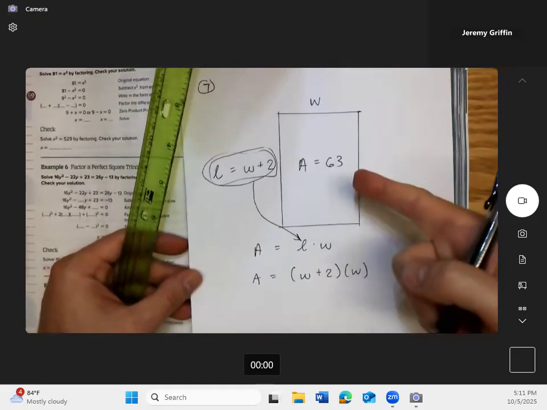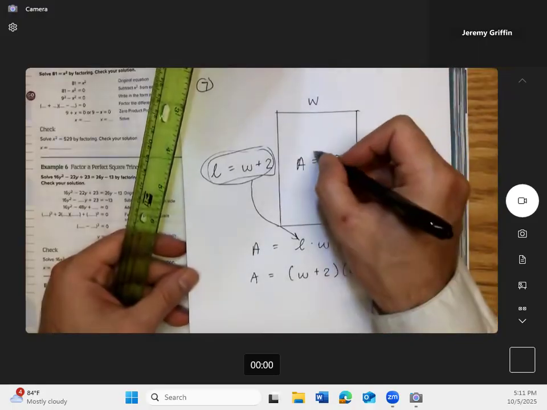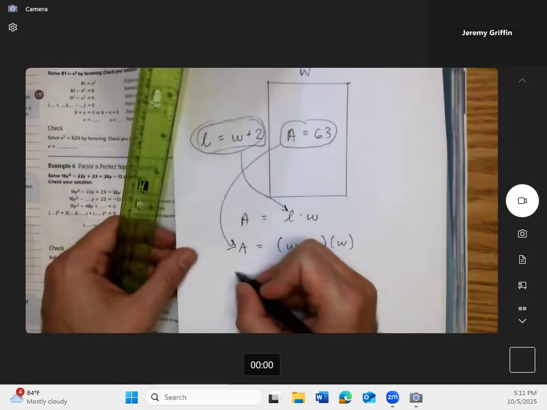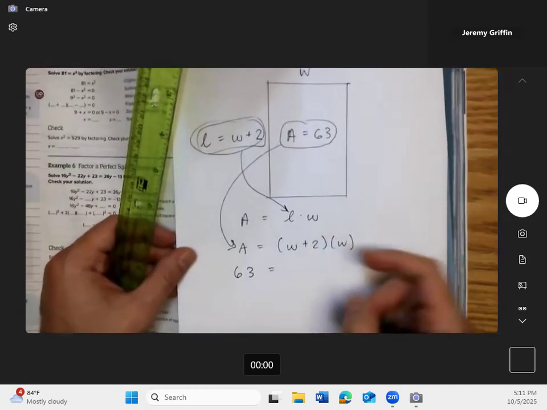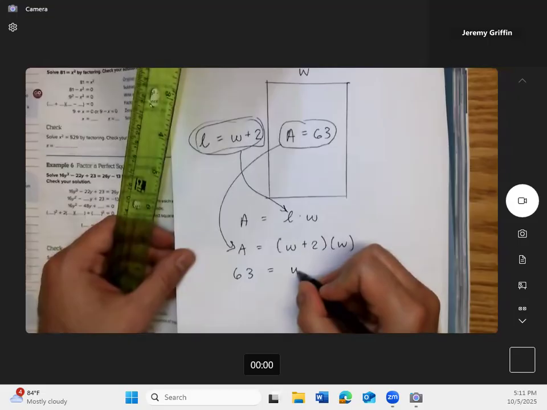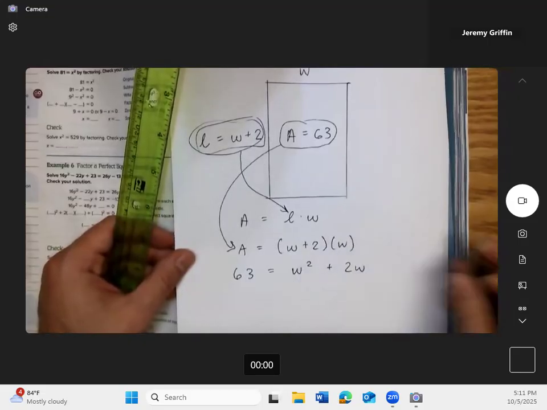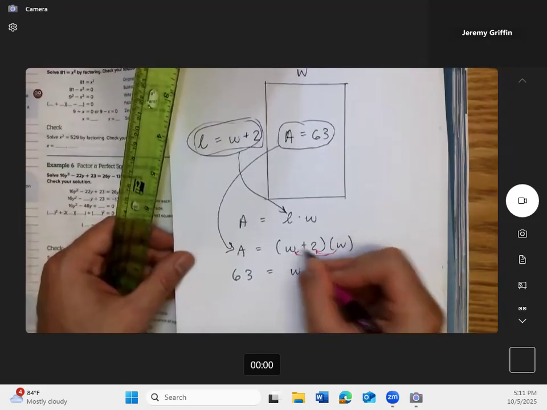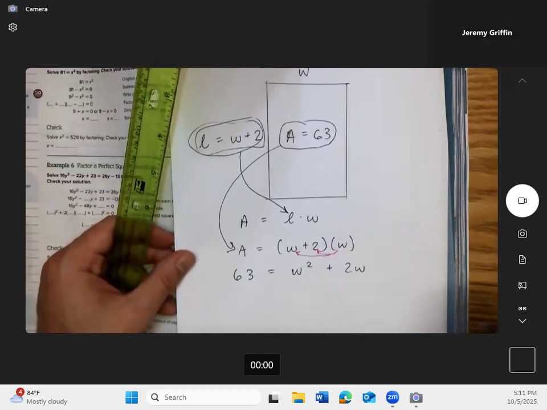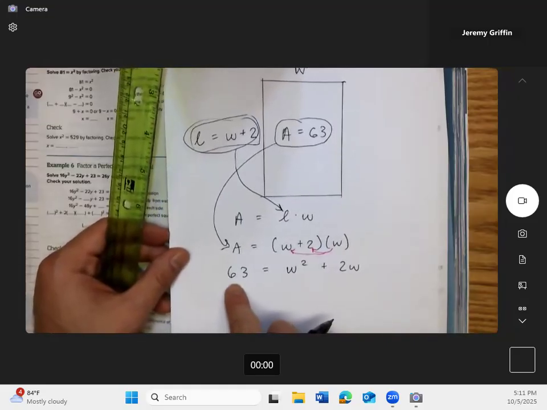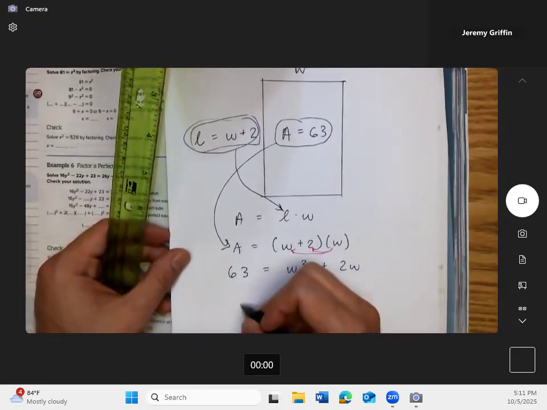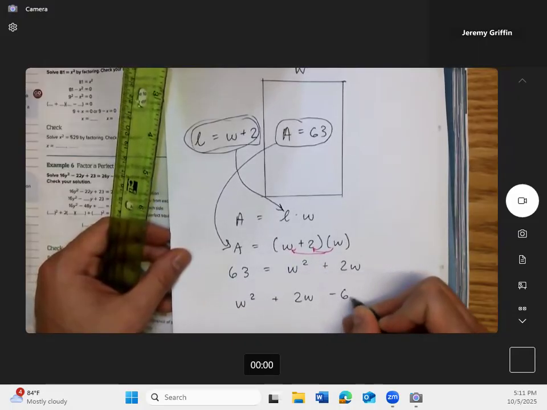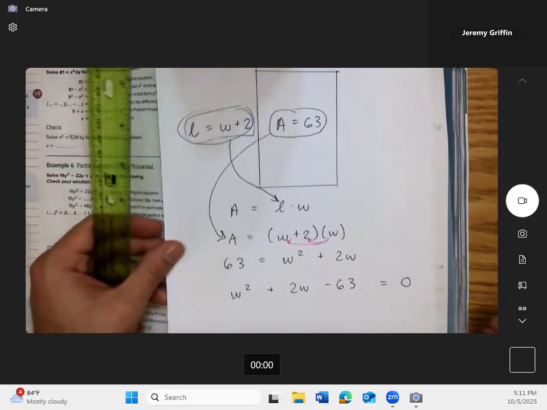Right? And I also know the area is 63 square feet. So I could put it right here. So I'm getting 63 equals, is it okay if I distribute this W? Make that W squared plus 2W. All I did was distribute this W into here and here. Now, just like exactly what we've been doing, subtract this over, get the whole thing set equal to 0. So W squared plus 2W minus 63 is equal to 0, right?